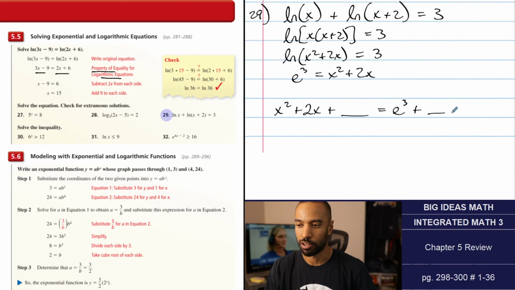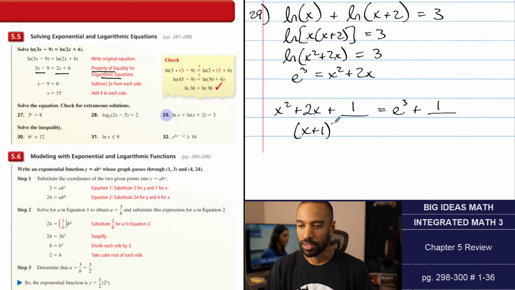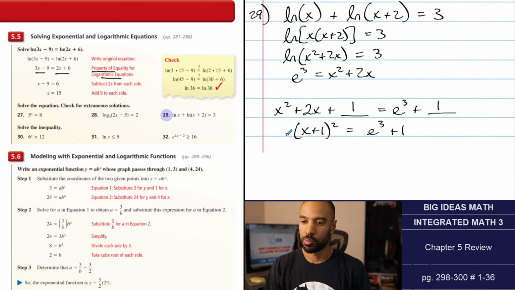If you'd like to solve using the quadratic formula, be my guest. This number is going to be a 1, this number is going to be a 1. By the completing the square method, this factors to x plus 1 quantity squared. And to solve, we'll take the square root of both sides, and we will subtract 1 from both sides.